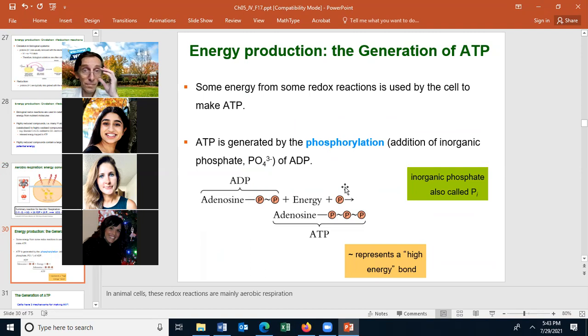So in aerobic respiration, redox reactions are used by the cell to make ATP, and they will start with a molecule of food such as glucose and break it down into CO2 and water. ATP is generated by phosphorylation of ADP. Phosphorylation is just the addition of an inorganic phosphate group to the molecule. So ADP, adenosine diphosphate, plus energy, plus phosphate, makes ATP, adenosine triphosphate. The squiggly line in ATP, and there are two of them, is the high energy bond, which if the cell wants energy, it'll first break that bond, and if it wants more energy, it can break that bond. Any question about any of that?